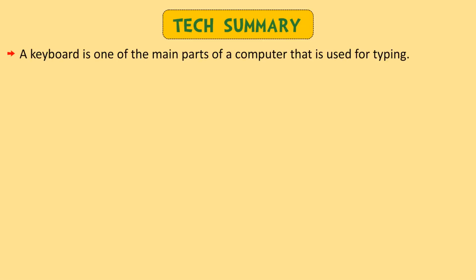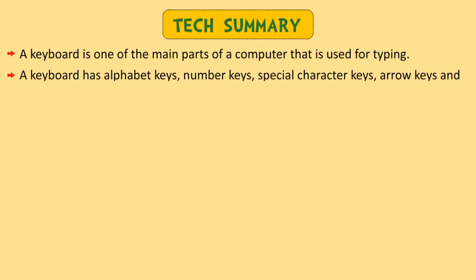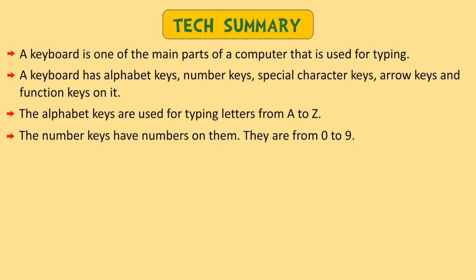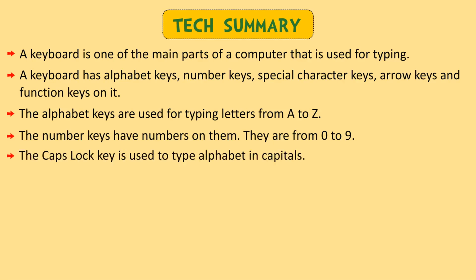Tech summary. A keyboard is one of the main parts of a computer that is used for typing. A keyboard has alphabet keys, number keys, special character keys, arrow keys, and function keys on it. The alphabet keys are used for typing letters from A to Z. The number keys have numbers on them. They are from 0 to 9.